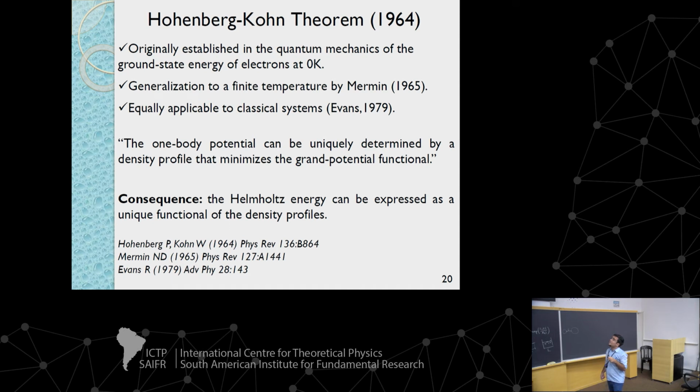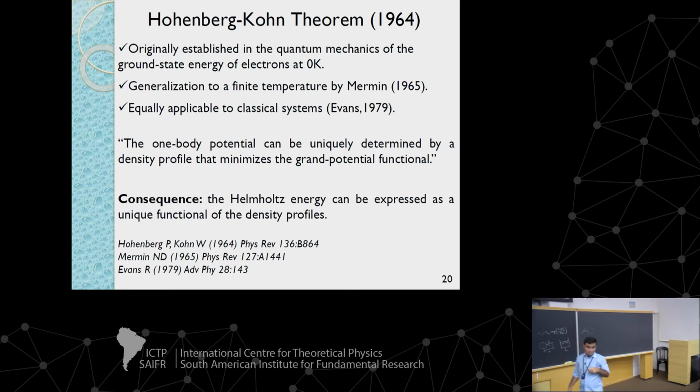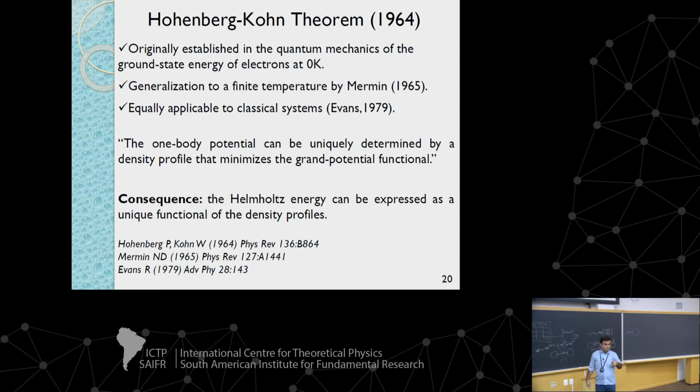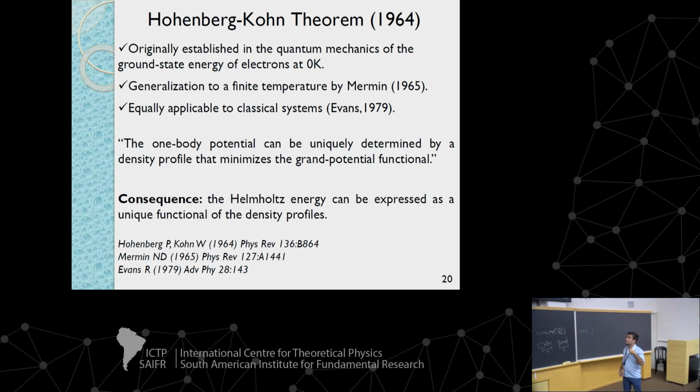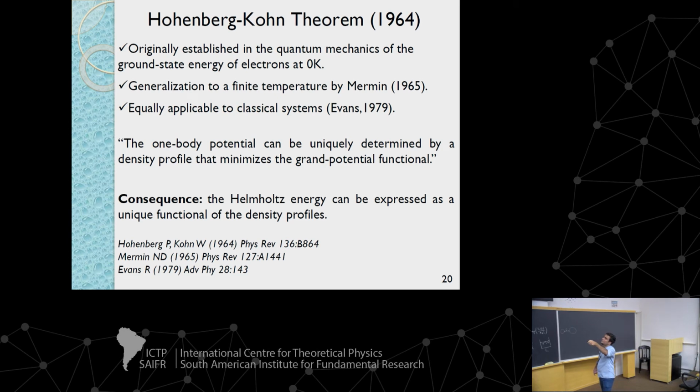Okay. So we base DFT on the so-called Hohenberg-Kohn theorem. It was originally proposed in quantum mechanics for the ground state energy of electrons at 0 Kelvin. Then its generalization to finite temperature was shown by Mermin. And finally, Evans in 1979 showed that it is equally applicable to classical systems. So that's the version that we use, the classical DFT.